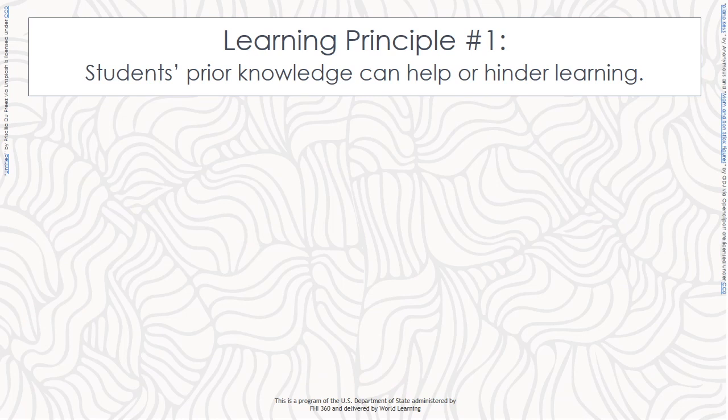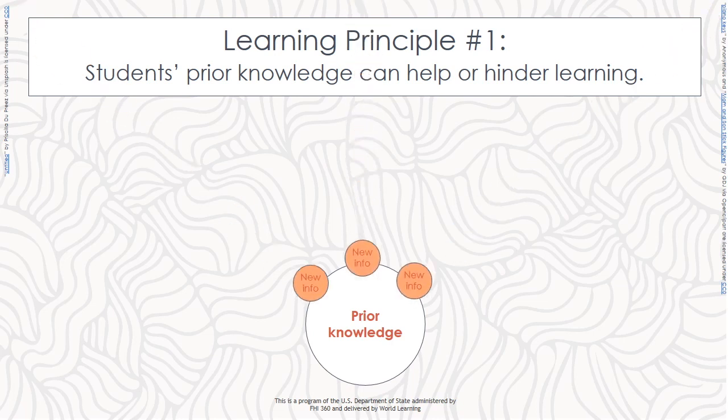Learning principle number 1. Students' prior knowledge can help or hinder learning. When students can connect new information with knowledge and beliefs that they had previously, they will remember more and learn more quickly. An example of this is if you are told information about someone.